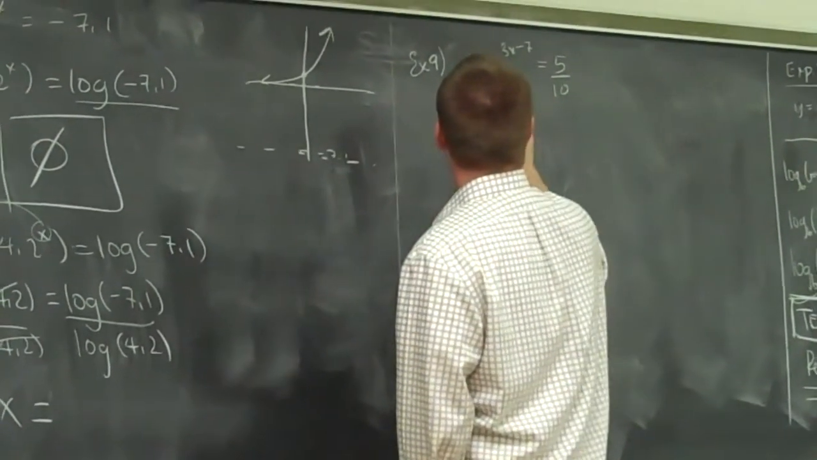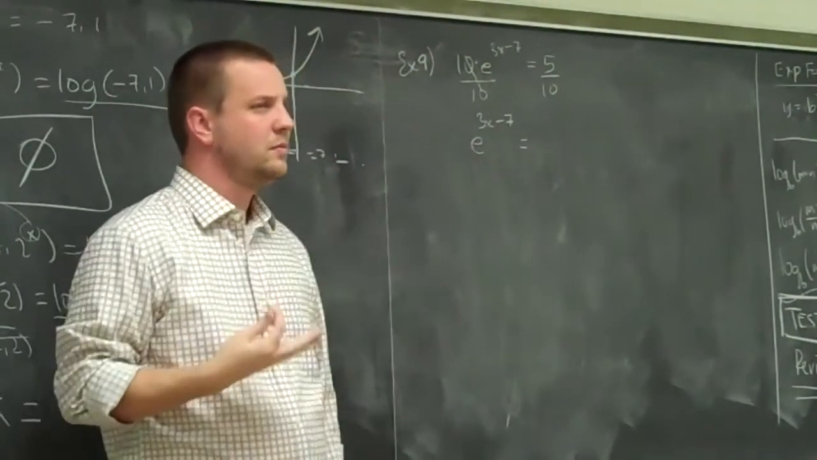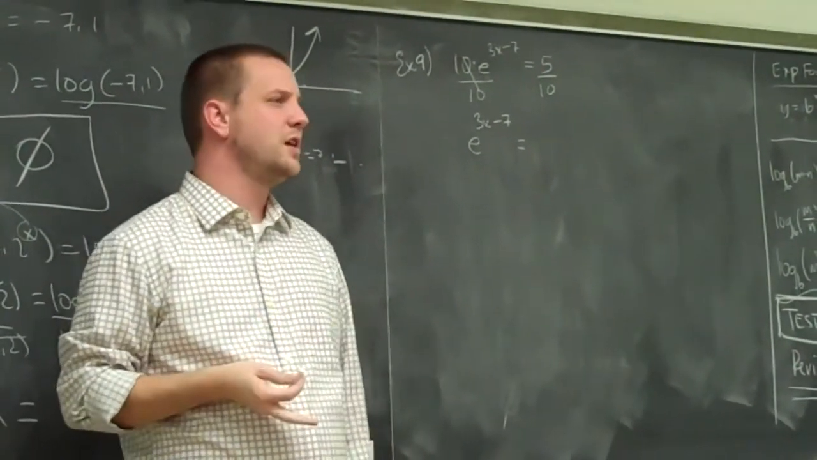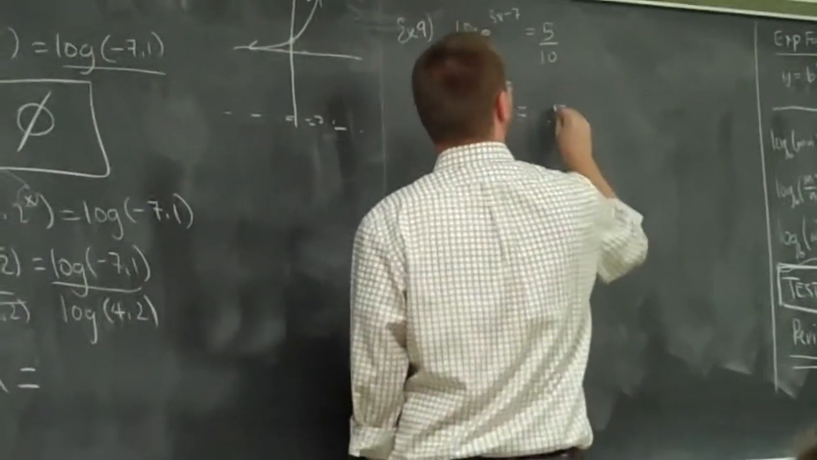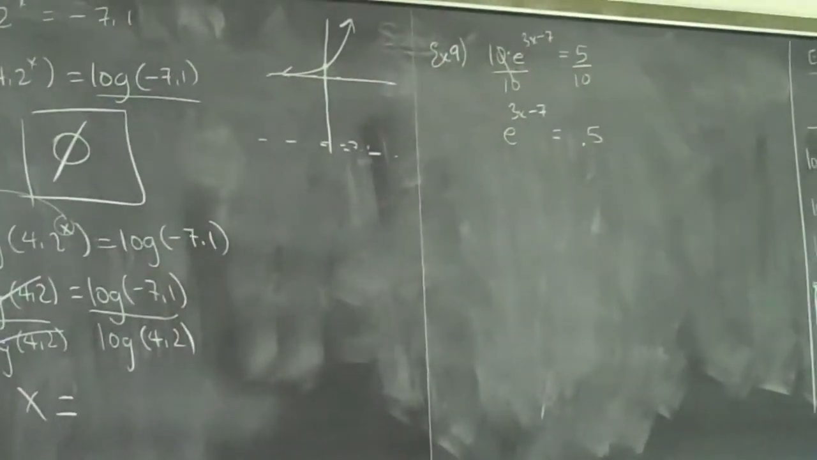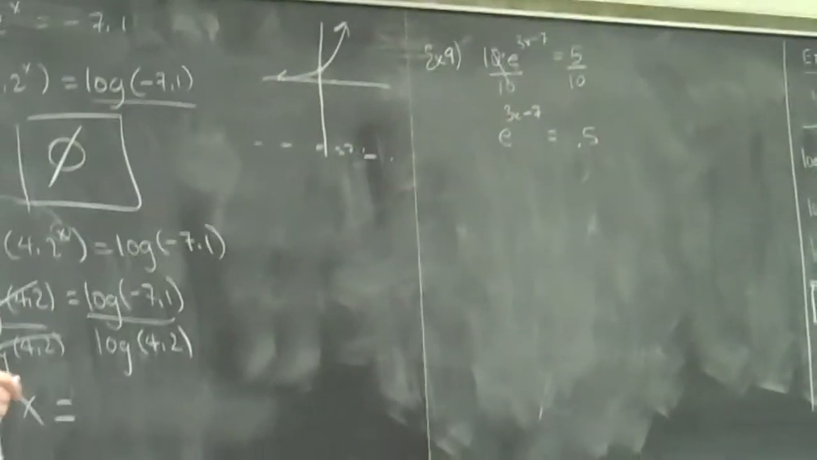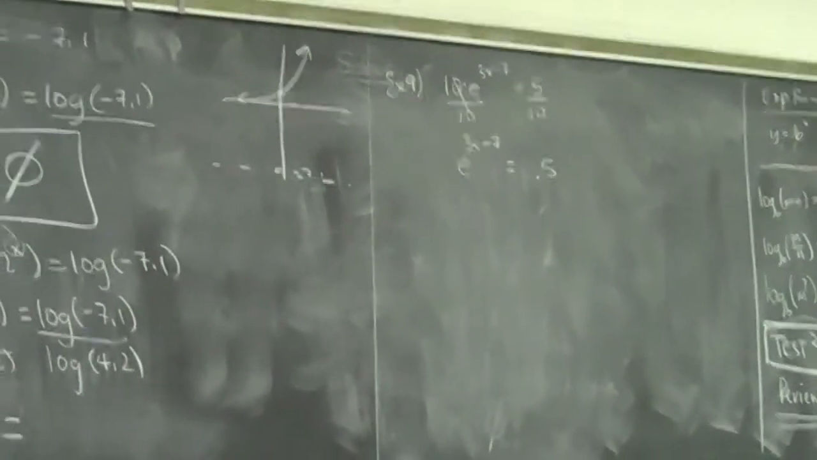So e to the 3x minus 7 equals, you could call 5 over 10 lots of things. You could call it 1/2. I'm actually going to call it 0.5 because I'm used to 0.5 for the next section. We're going somewhere with that. All right.